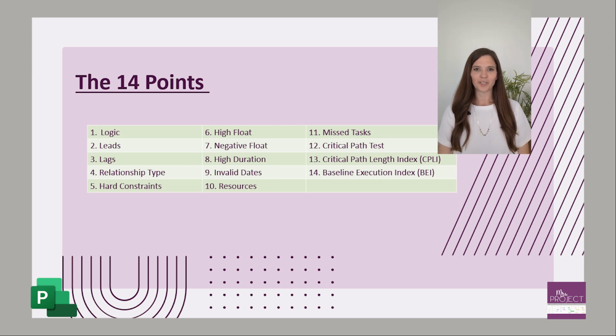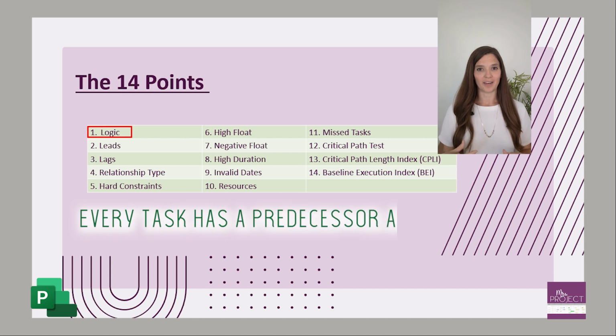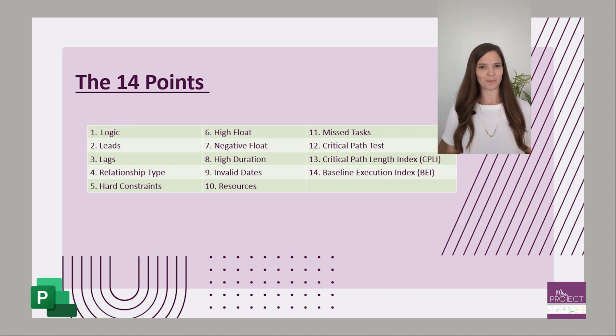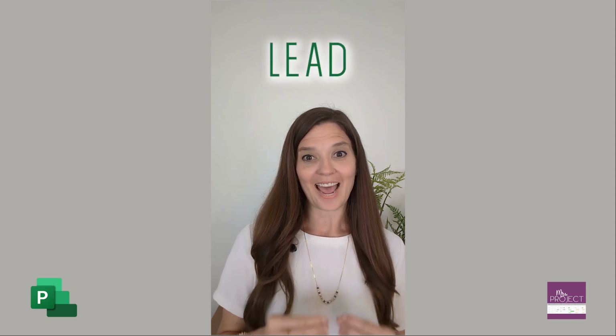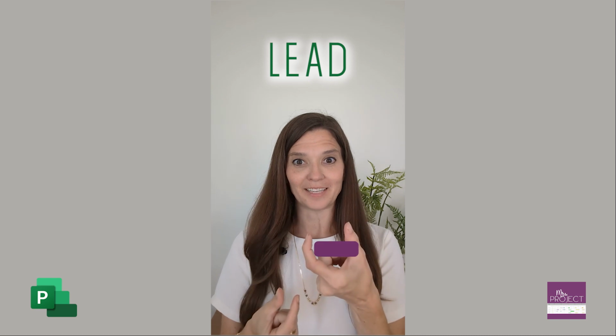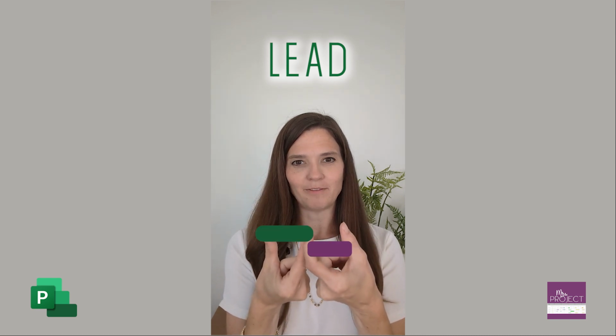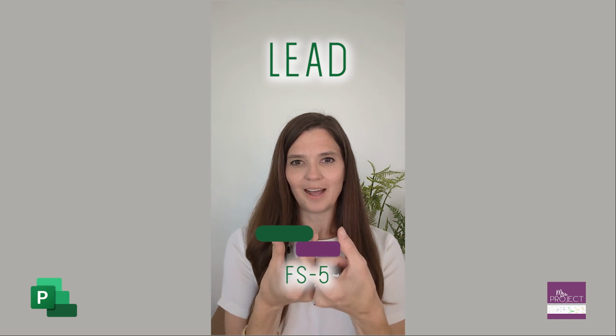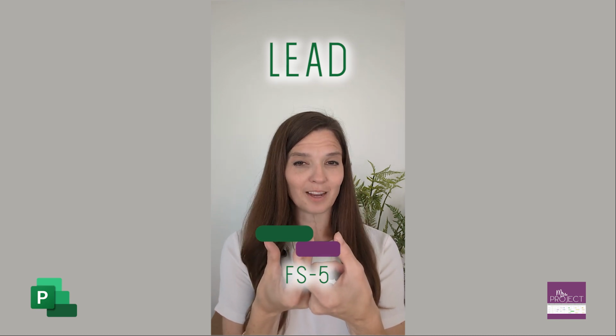So the second metric in the 14 points is leads. We talked about logic, which means that every task has to have a predecessor and successor. Now we're talking about the relationships. A lead means that there's a negative number associated with that predecessor or successor. Say this task happens after this one. It can happen 5 days prior to this one finishing, so there's a little bit of an overlap.